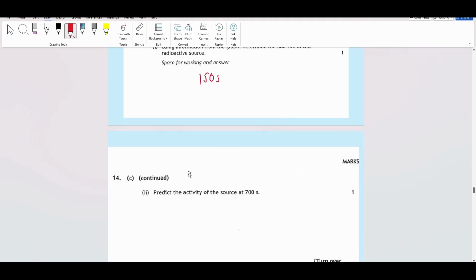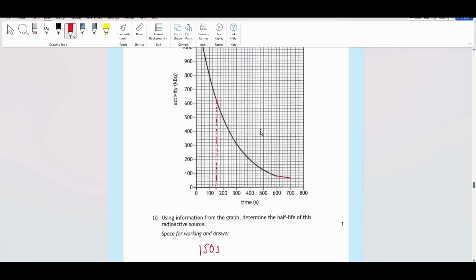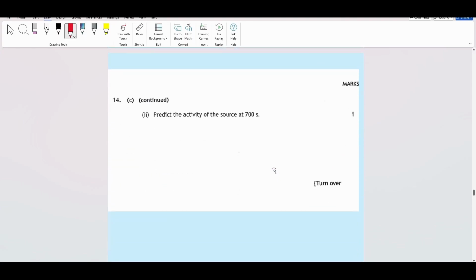So C part two, we need to predict the activity of the source at 700 seconds. So to do this, I would just extend the line following this shape at 700 seconds. And you can see that this activity should be about 60 kilobecquerels. So the answer is 60 kilobecquerels.